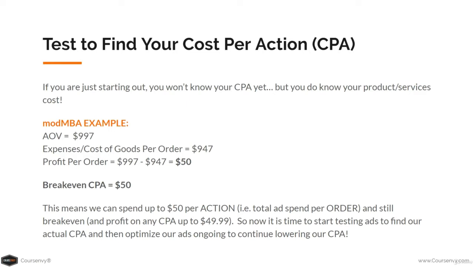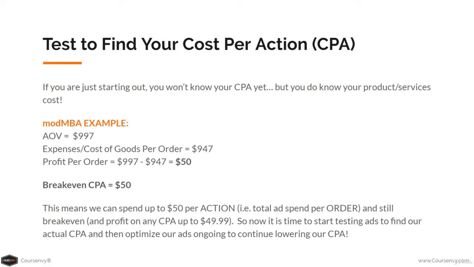Our expenses and cost of goods per order equals $9.47. So our average order value minus our expenses equals our profit per order, $50. So our break-even CPA, that means I won't make $1 at this cost, is $50. So this means we can spend up to $50 per action, that is total ad spend per order, and still break even. This means we can profit on any CPA up to $49.99. It may be only 1 penny, but it still is profit.